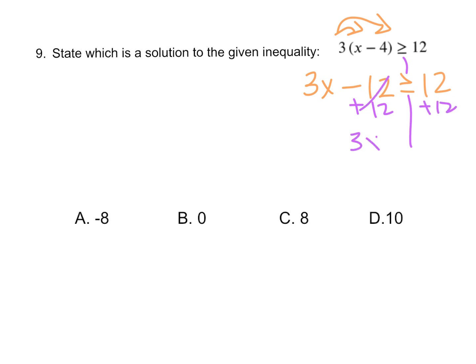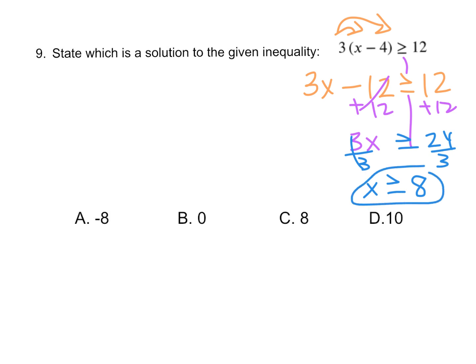Okay, so 3x is greater than or equal to 24. Divide by 3, divide by 3. So x is greater than or equal to 8. Okay, so now we're going to select all of the solutions to this inequality. Okay, so greater than or equal to 8.